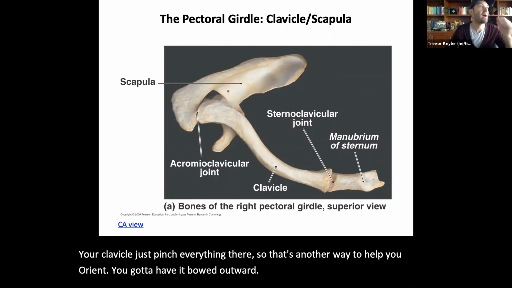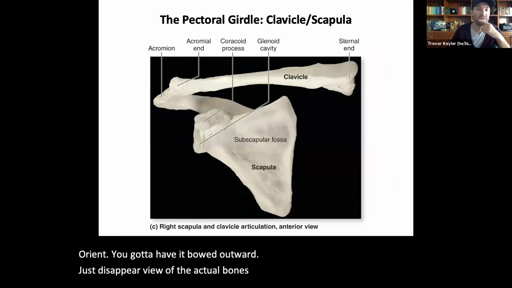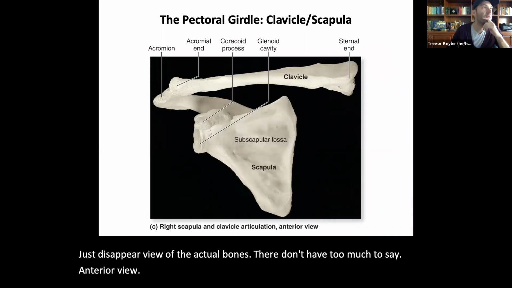Just a superior view of the actual bones there. I don't have too much to say. Anterior view of that girdle.